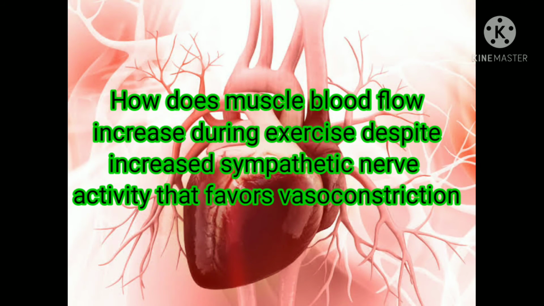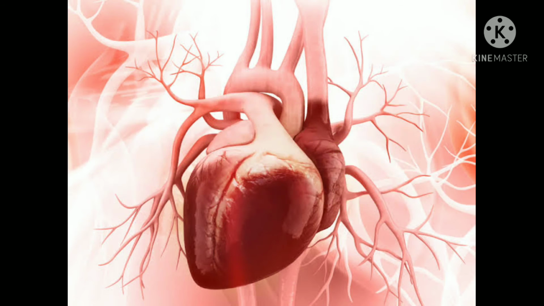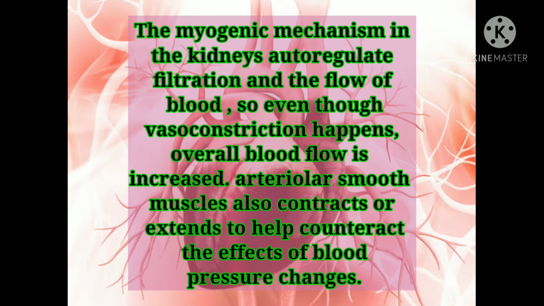How does muscle blood flow increase during exercise? Despite increased sympathetic nerve activity that favors vasoconstriction, the myogenic mechanism auto-regulates the flow of blood. So even though vasoconstriction happens, overall blood flow is increased. And arteriolar smooth muscles also contract or extend to help counteract the effects of vasoconstriction.